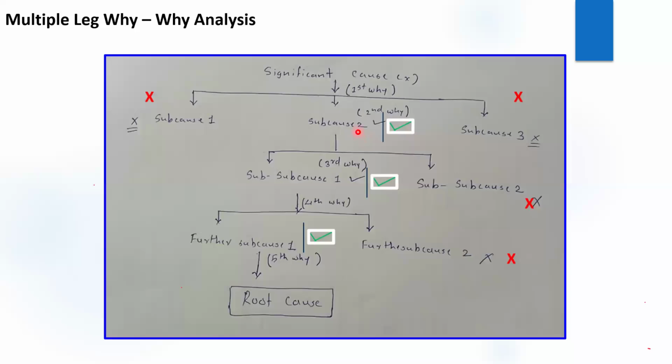Okay. Now again ask why here. So again there will be two subcauses. I will check again on Gemba. This is not a subcause, this is found correct. So this is the subcause, the sub-subcause. Okay. Now again ask why here. Then there will be two subcauses.